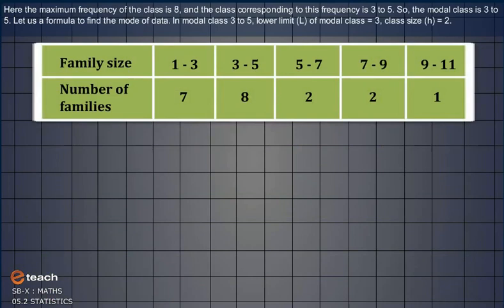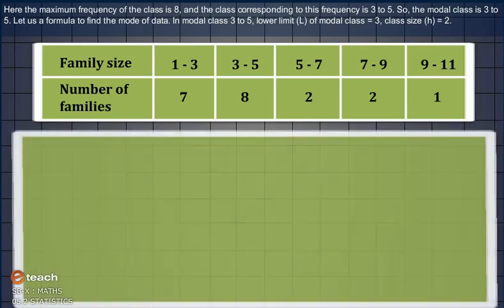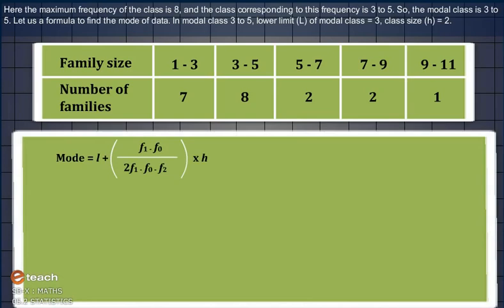Here the maximum frequency of the class is 8 and the class corresponding to this frequency is 3 to 5. So the modal class is 3 to 5. Let us use the formula to find the mode of the data. In modal class 3 to 5, lower limit L of the modal class equals 3. Class size h equals 2.